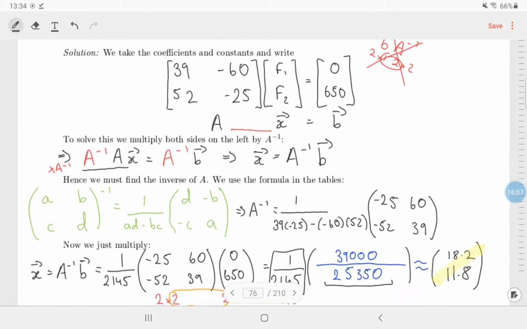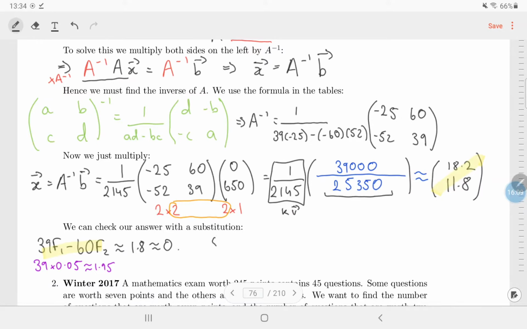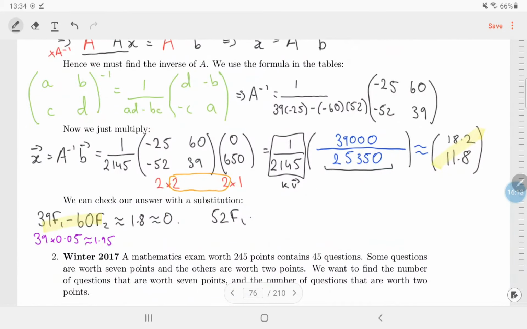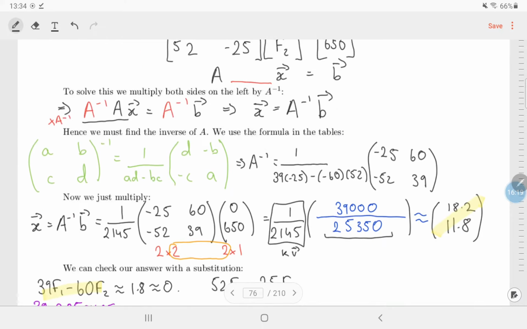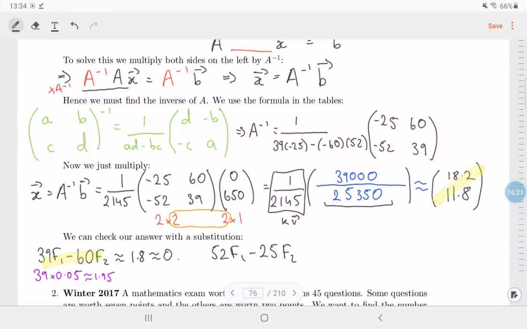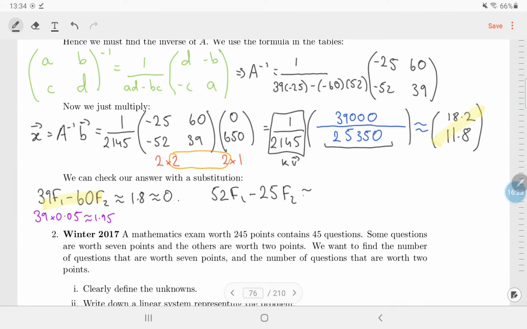Well, we'll see. So the other one is 52 F1 minus 25. So this one kind of should be out by about 2 as well. But because you're going for 650, it should be very close. So you're looking at between 648 and 652. Yeah, it just would have been easier to put in the fractions. Another reason, I suppose, why mathematicians prefer exact numbers.